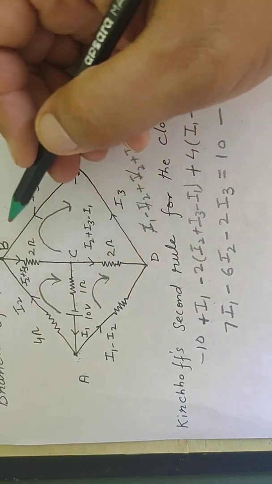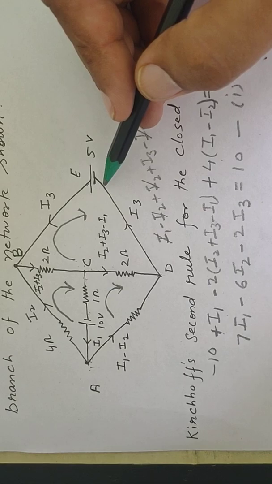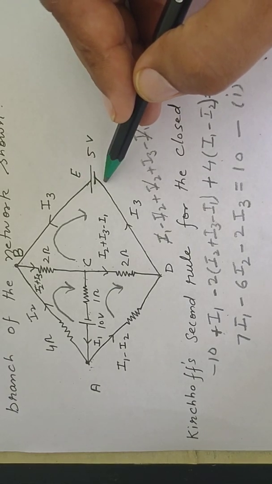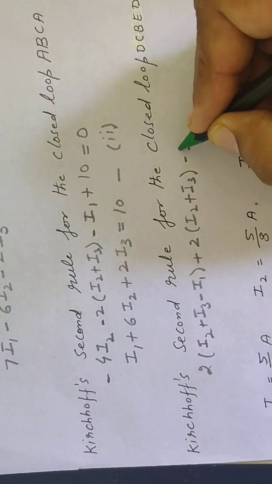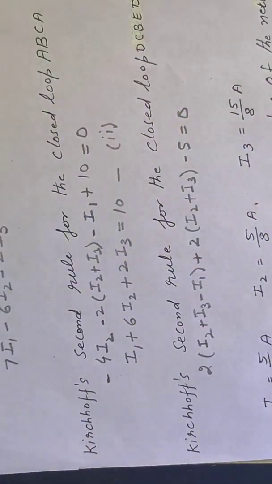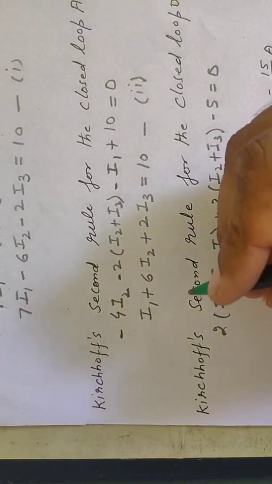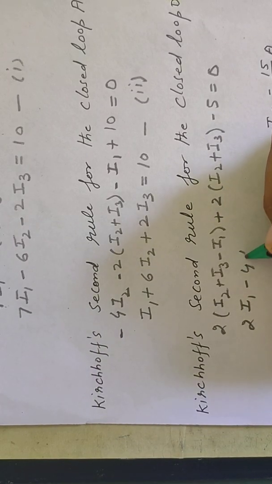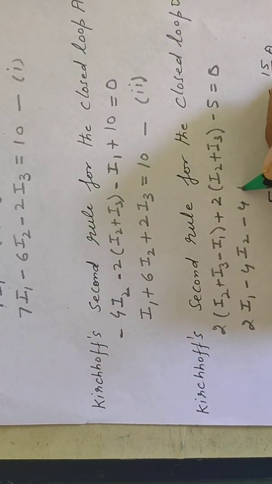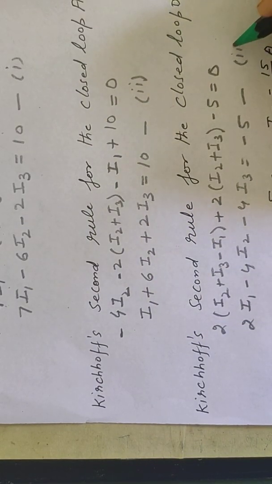Now the next is we go here, we are going from the high potential to the low potential. When we go from high to the low potential, then we take a change in potential negative. So here we get minus 5 is equal to 0. Now rearranging these terms, we get 2 I1 minus 4 I2 minus 4 I3 is equal to minus 5. This is the third equation.